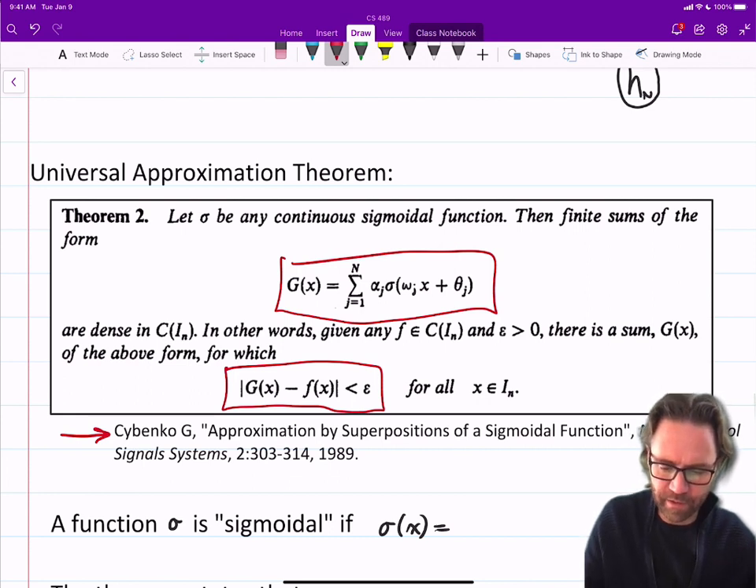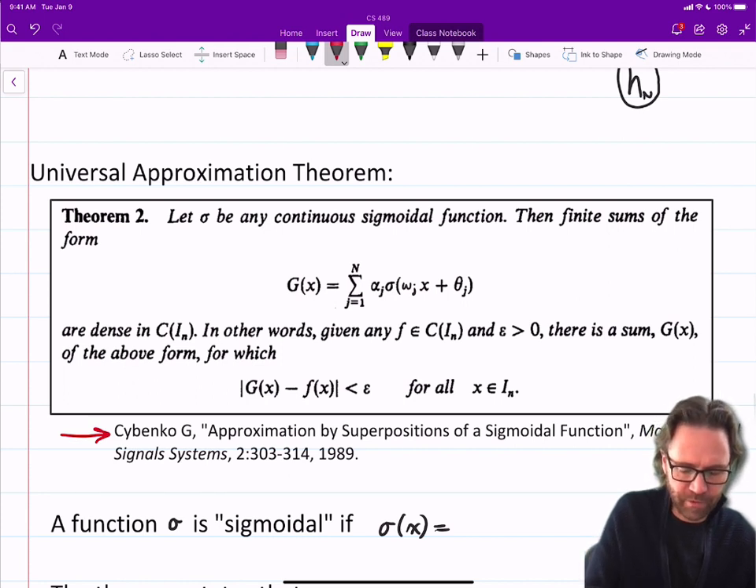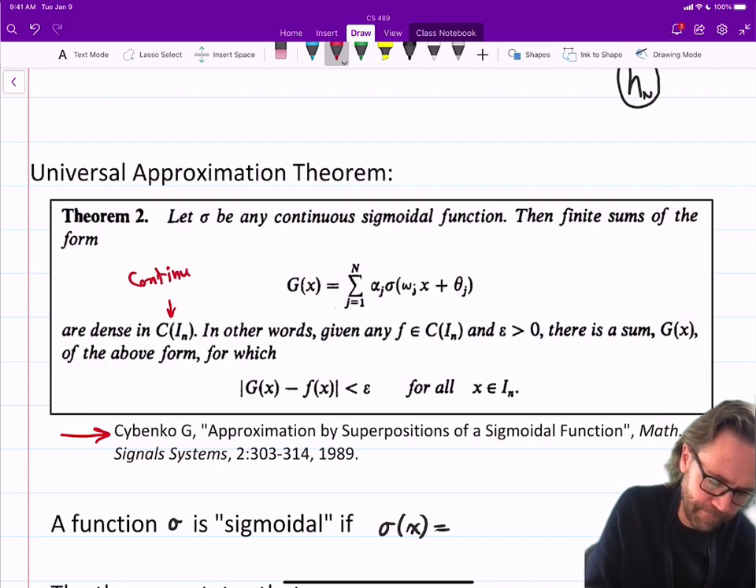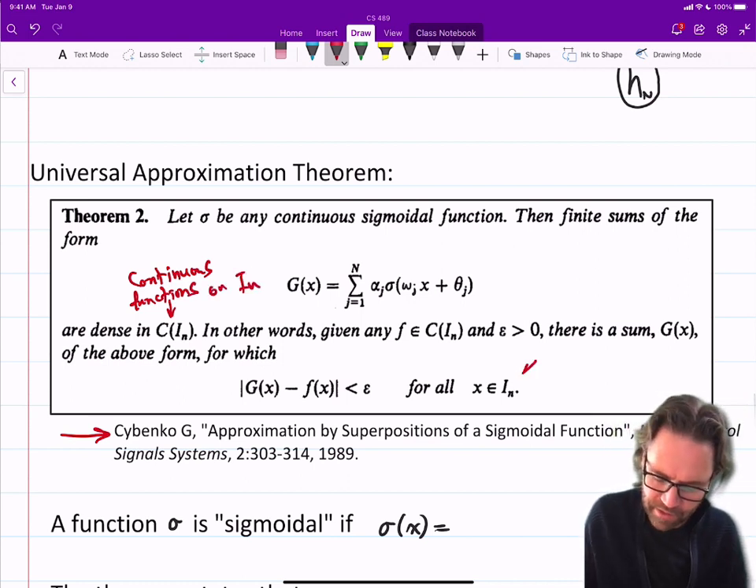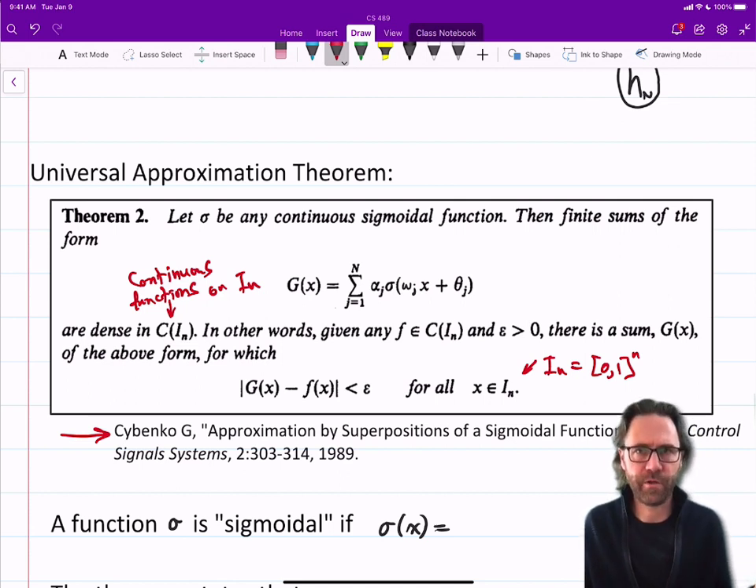So just to fill in some of the gaps here, I said it, but maybe I'll be more explicit. This here is the continuous functions on I sub n. So I sub n then is some interval. You can just think of I sub n as being maybe the n-dimensional hypercube, 0 to 1 hypercube. So this says that there exist these alphas, these w's, and these thetas that model any function f as close as you want.